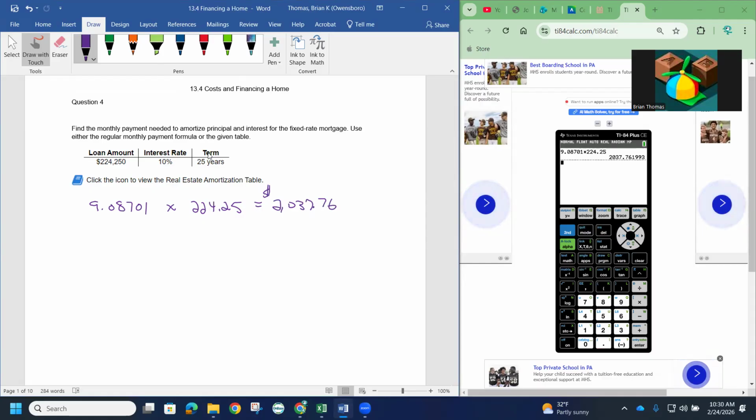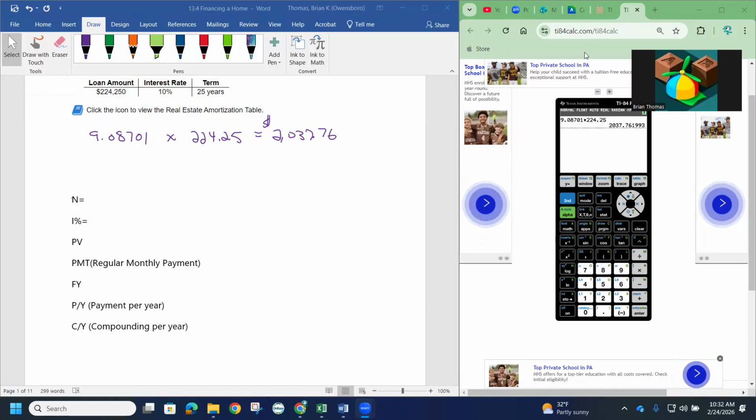So I do also want to see if we can do this using the formula, the TVM solver formula. So let me pause and see if I can pull that up. So we also can use the TVM solver on the graphing calculator. Remember, this is in your Unit 4 folder if you want the link to this calculator. So if I hit apps, it pulls me up to finance. The TVM solver is number 1.